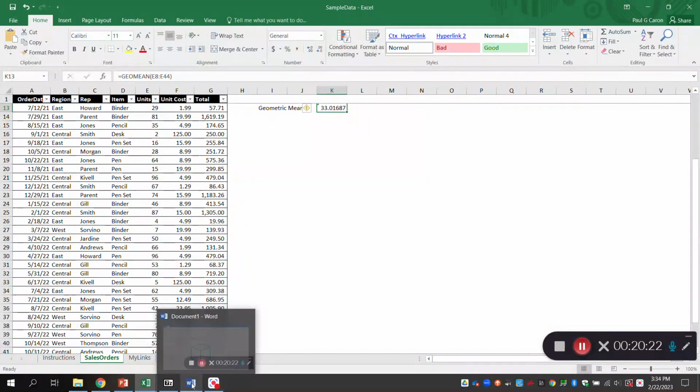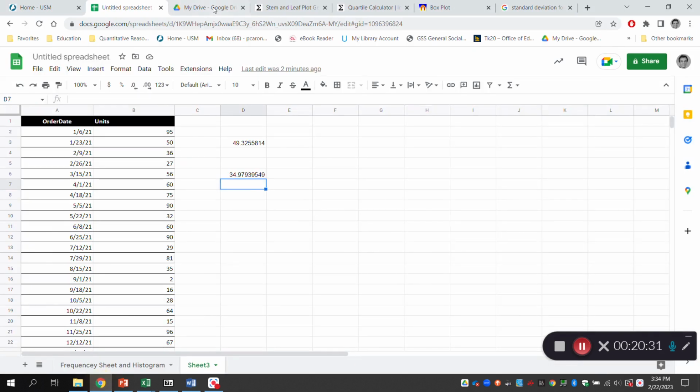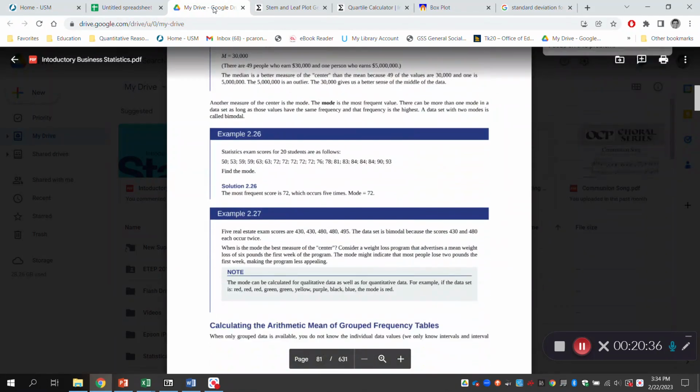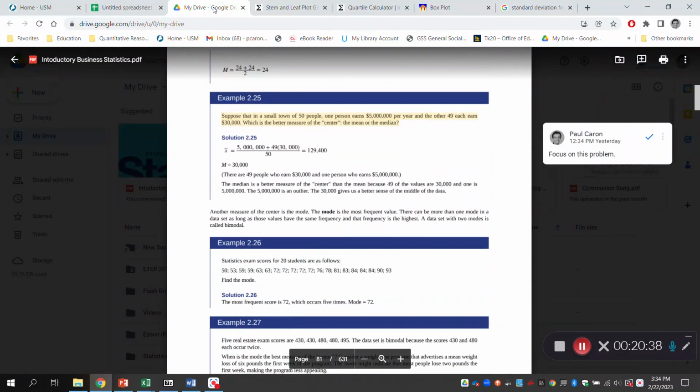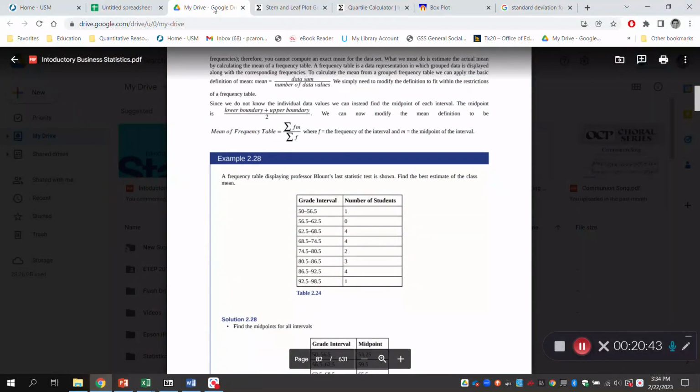And so again, geometric mean, this is the formula, and this is what we're doing. We're trying to find the size of this cube. That's basically the object of the game. So if we scroll down, you'll see that we have a geometric mean formula down at the bottom.